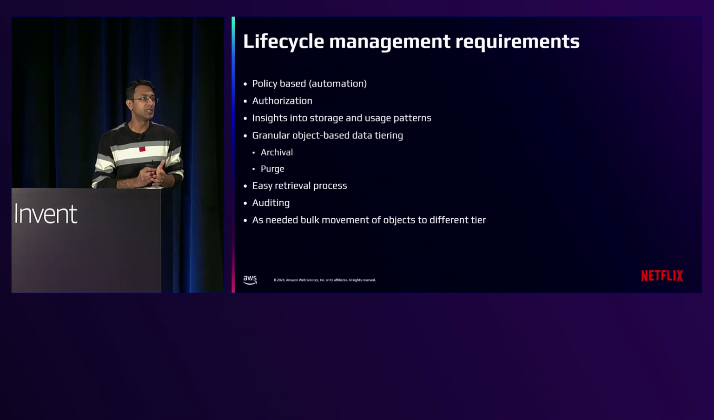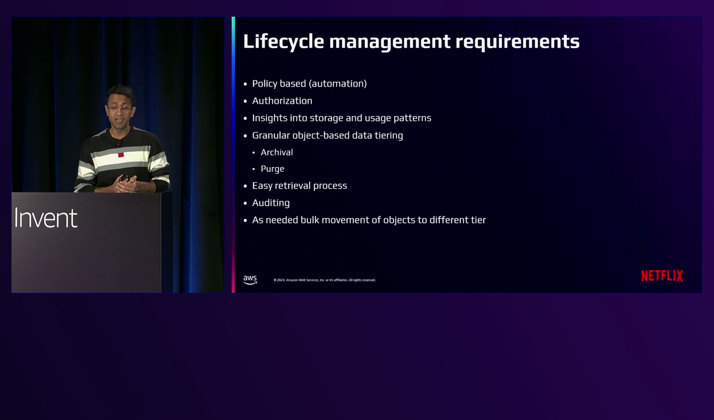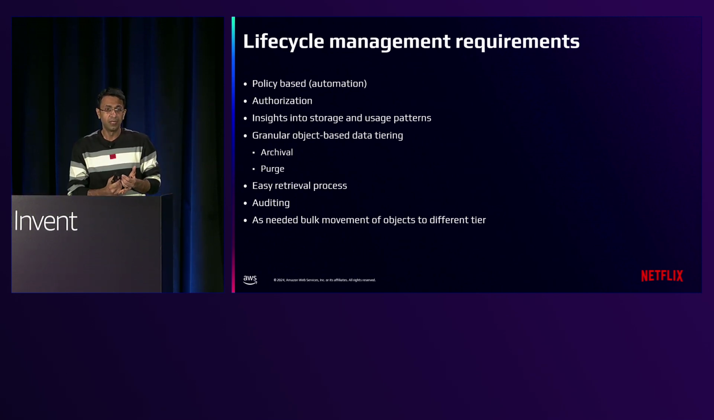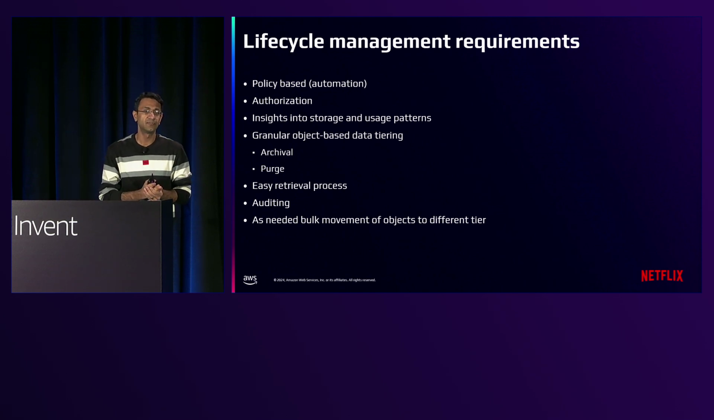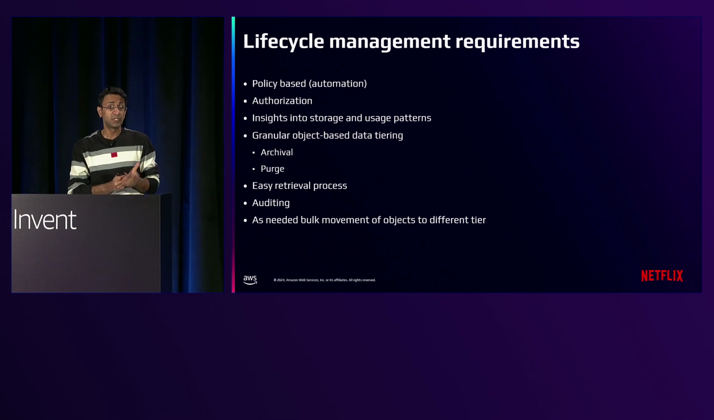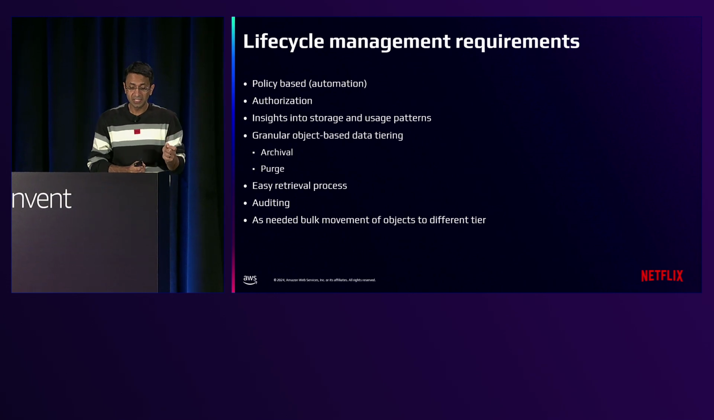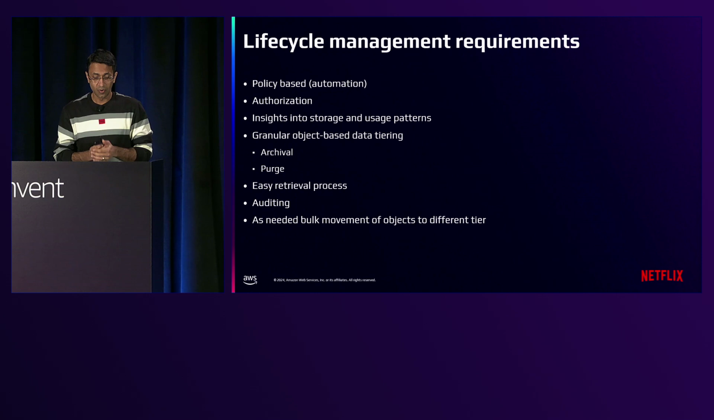First and foremost, we need policy-based automation. Manual intervention simply doesn't scale. Security is paramount. Every data movement, every transition must be properly authorized. Real-time insights into storage and usage patterns are essential. We need to understand not just where our data lives, but how it's being used or not used. Our system must support object-level granularity in data tiering. We need the flexibility to transition individual objects based on their unique usage patterns or business value.